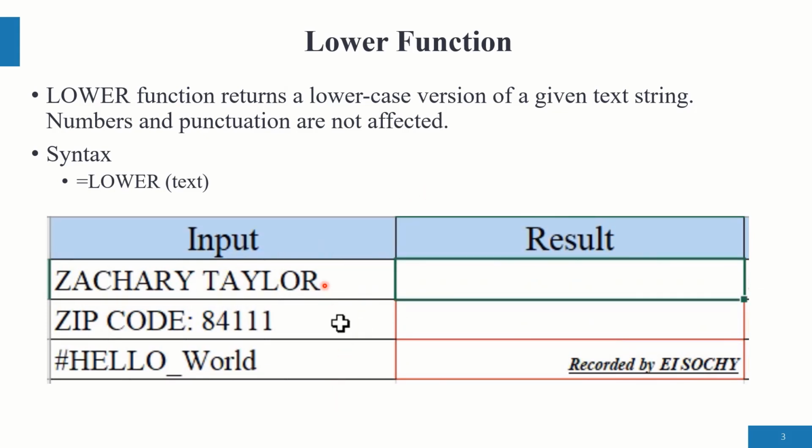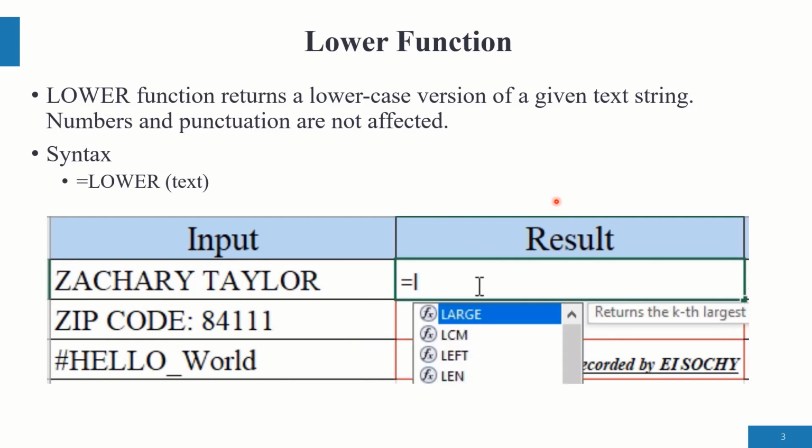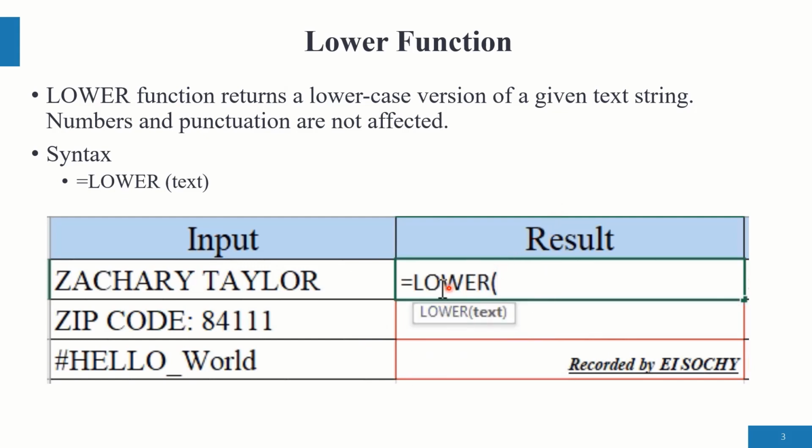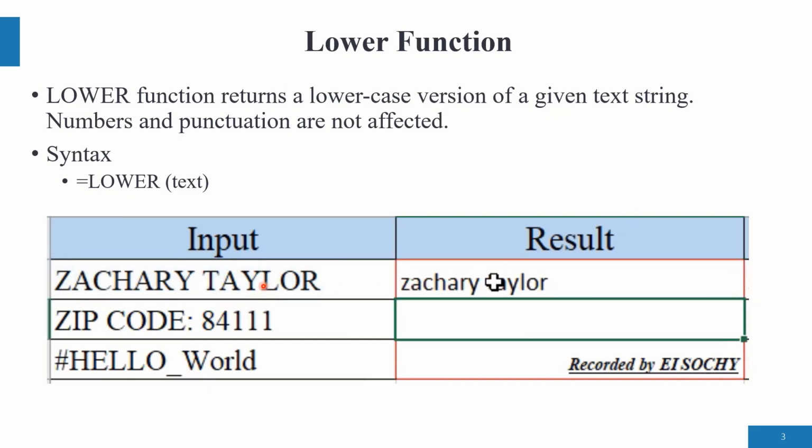This is all capital letters and now we want to convert to small letters. So now we type an equal sign and then the name of the function, LOWER, and then the parameter that we need is this text. Close the parenthesis and press enter. You will see the result. It converts all of these to small letters. So this is the LOWER function. Remember, the LOWER function is used to convert all capital letters to lowercase letters.